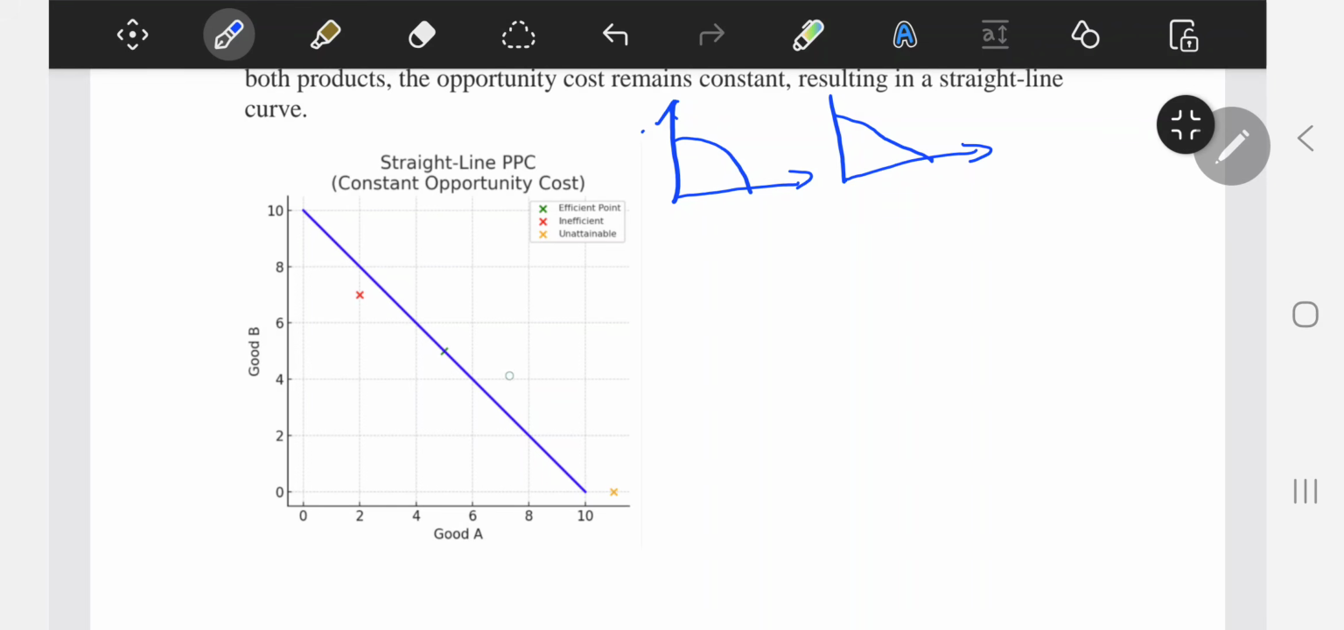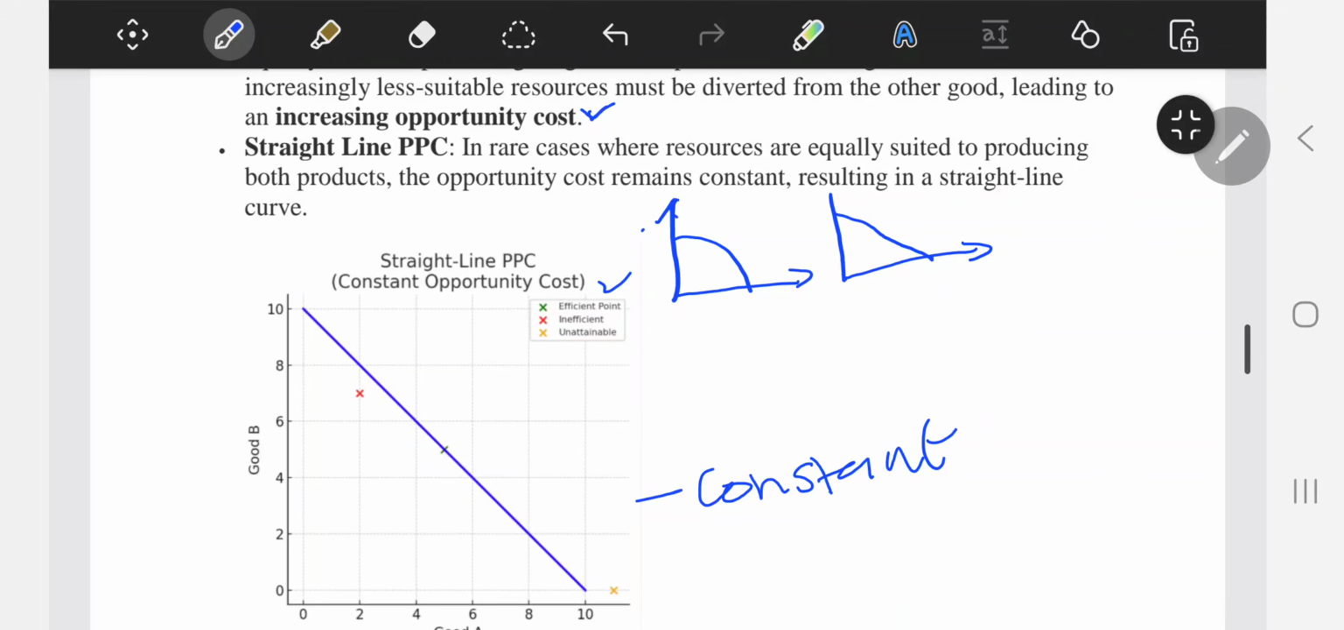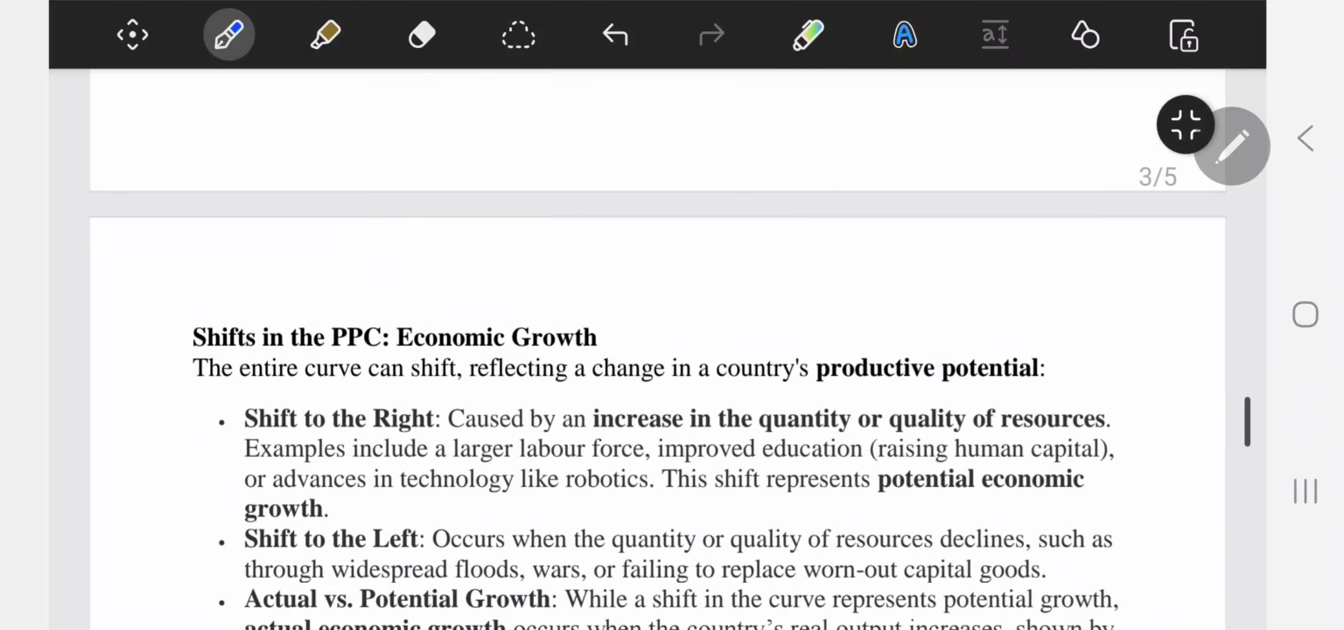This straight line PPC has what is called constant opportunity cost. So, constant opportunity cost. Okay, so it's a very rare case. Sometimes you get a straight PPC. This basically means we have constant opportunity cost. All right, let's move forward.